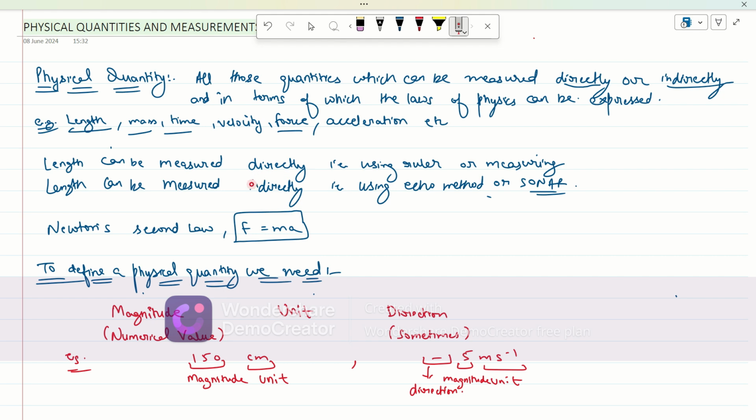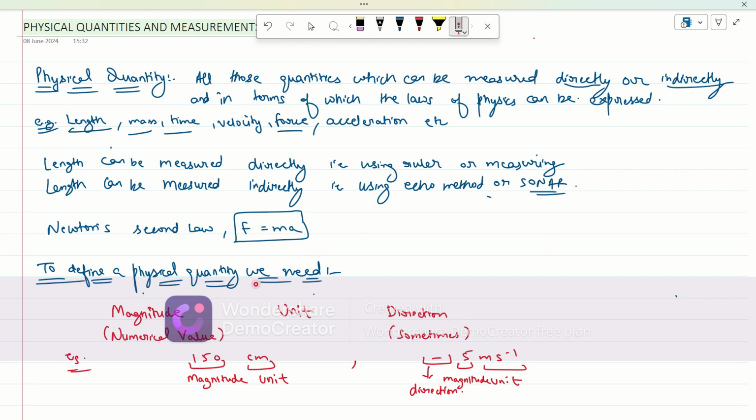And if you want to define a physical quantity completely, you will need three things. Mostly two things, sometimes the third is also needed. One is magnitude, that is a numerical value you will need. Second, you will need a unit. Third, sometimes you need direction also.